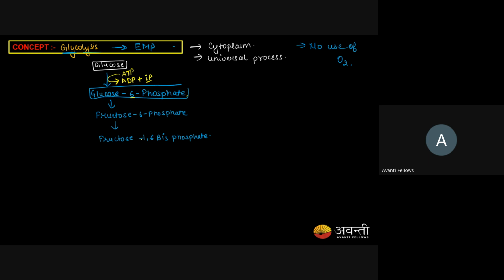And after converting into fructose 1,6, what have we done here? At the 6th position we already have one phosphate. Then I have added one more phosphate here. So again I need to convert ATP into ADP plus inorganic phosphate. Then one more phosphate will get attached to the first position of fructose.